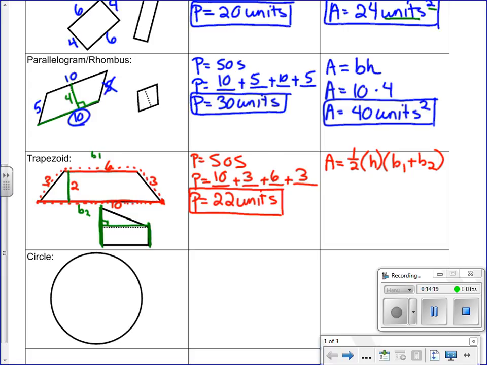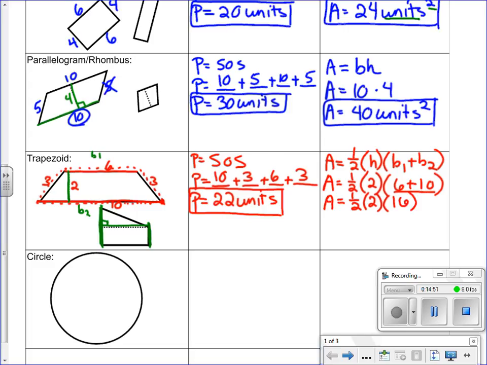But again, I'm going to start with my formula. Always start with your formula. And then I'm going to plug in my numbers. I still have half. My height was 2. My B1, now again, I really can count either one of those as B1, but we've already labeled the top as B1, so that's 6 plus 10 for my B2 down here on the bottom. All right, so I'm going to go ahead and do the parentheses first, order of operations. So I'm going to work that part out first. Half of 2 times 16.